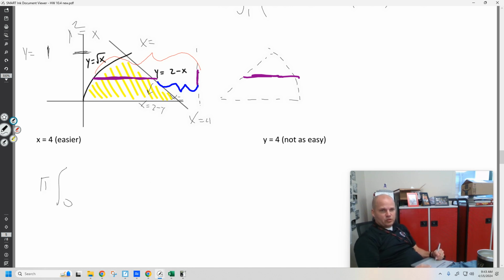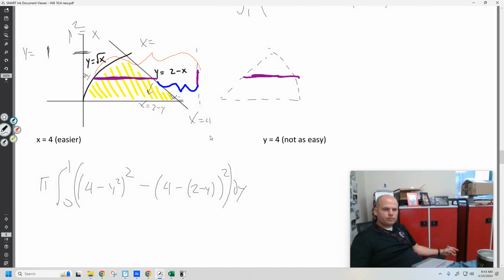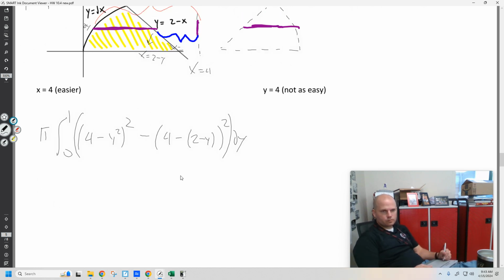Sum up from 0 to y equals 1. Outer radius squared minus inner radius squared, dy, skinny y distance. It's the tire on its side. That's probably going to be tough to type in your calculator. If you try. Why is this not as easy?